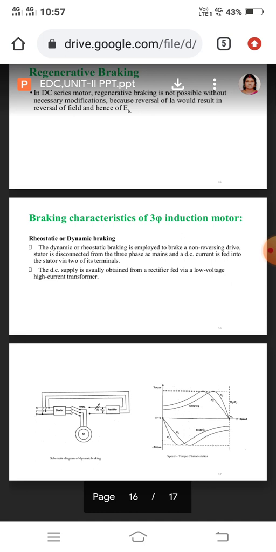So in this condition, we introduce regenerative braking, plugging and dynamic braking according to their connection and operation also. This concept we already read in earlier classes. So that concept is built according to this three-phase induction motor's characteristics.